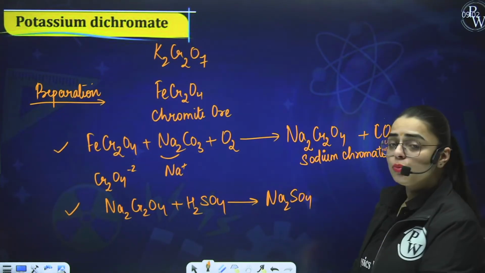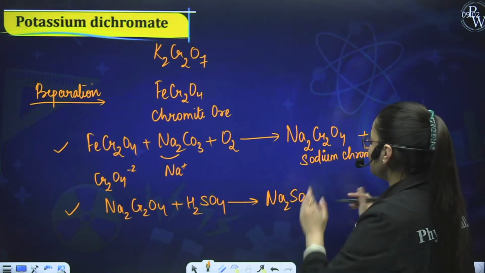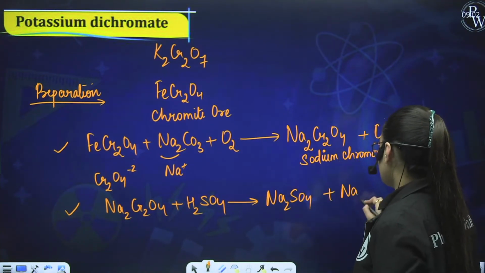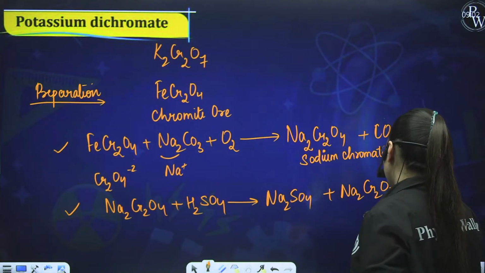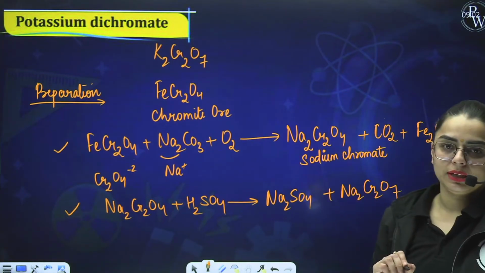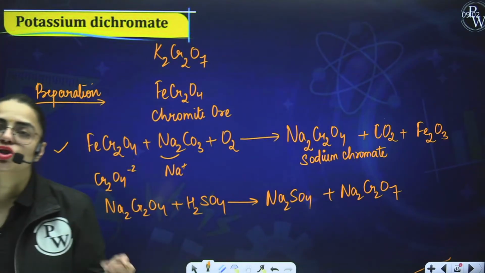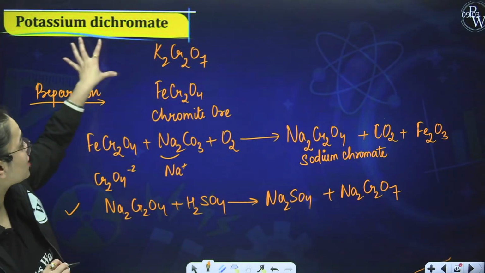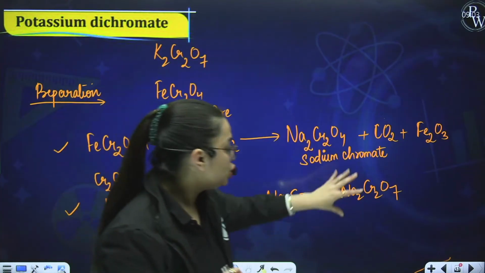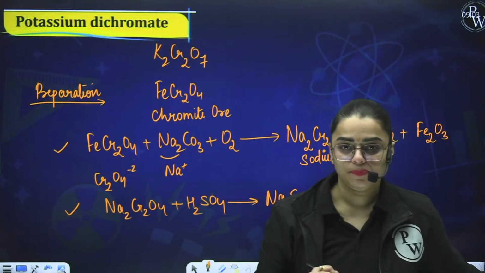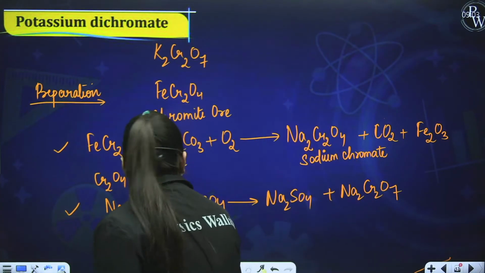Now what is the formula of sodium dichromate? It is Na2Cr2O7. This is sodium dichromate. Is it clear? Now in the next reaction we shall get our final product, that is potassium dichromate. How will you get it? You will react this with KCl. Okay? Now see over here what is happening.